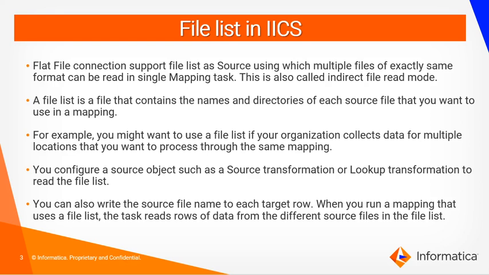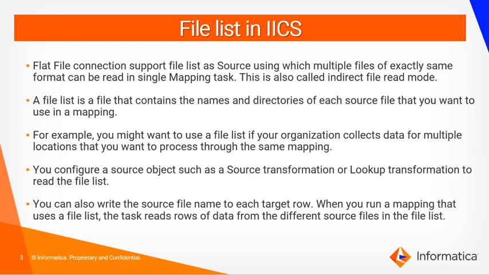For example, you might want to use a file list if your organization collects data for multiple locations that you want to process through the same mapping. Customer data might be present in 3 different files based on the location. In this case, instead of making use of 3 different mappings to process the data from 3 different source files, you can make use of the file list option to read the data in a single mapping. And the point to be noted here is that all the 3 files should be of the exact same format.